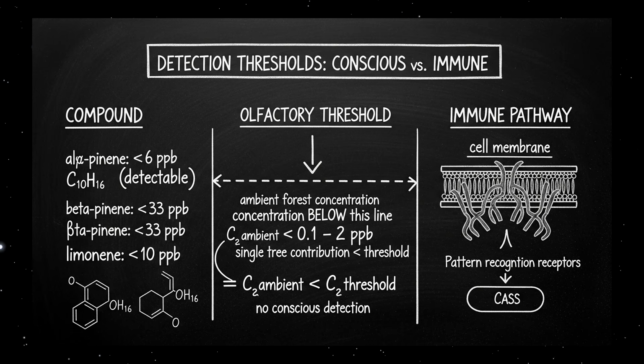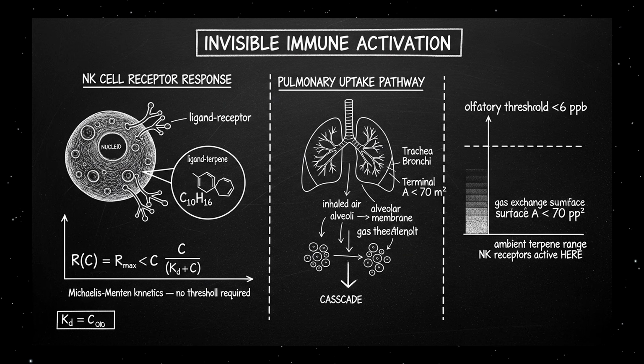You cannot smell the terpenes at the concentrations a single tree generates. The threshold of conscious olfactory detection for alpha-pinene is higher than the ambient concentration beneath a park tree. But the immune system does not require conscious detection. NK cell receptors respond to terpene concentrations well below the olfactory threshold. Immune modulation operates invisibly, compounds entering the lungs with every breath, activating cellular pathways that the person sitting under the tree will never feel happening.